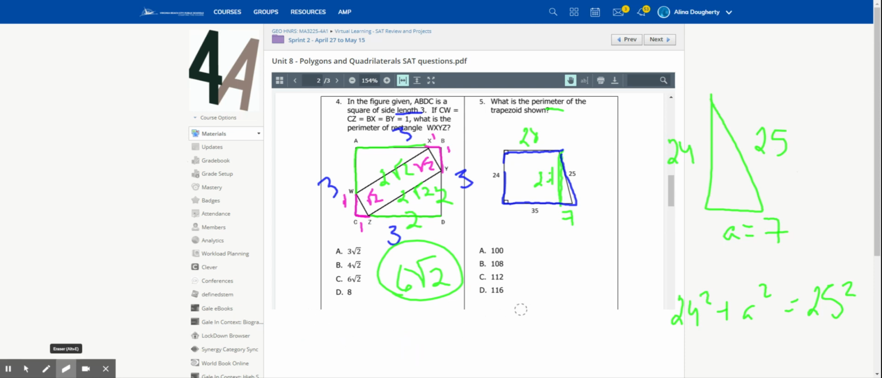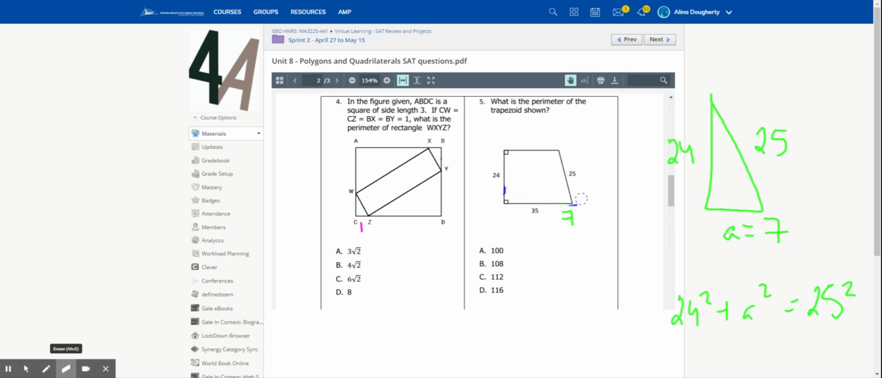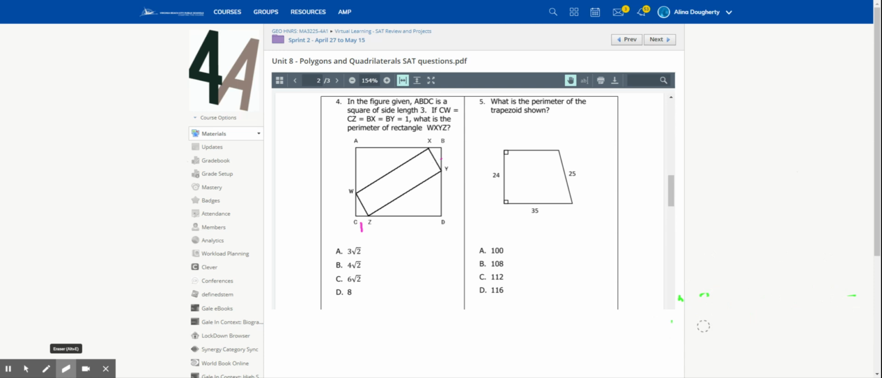separate the trapezoid into the right triangle and the rectangle. A lot of people are going to think that that's just a square. That's the way they design the question to lead you to believe that that top base is 24, not 28. So you definitely want to use Pythagorean theorem, Pythagorean triples, whichever way you can do it.